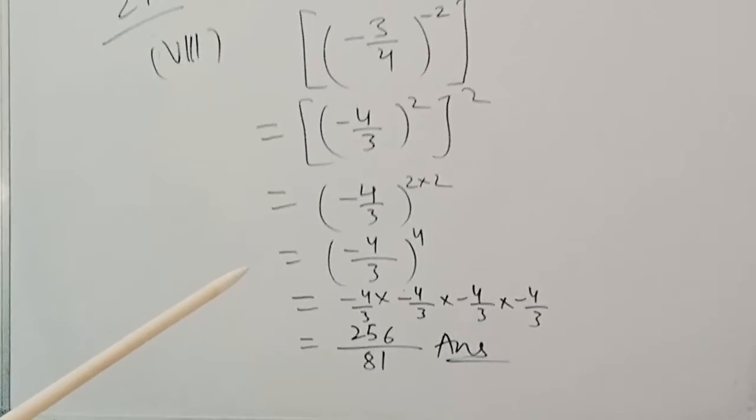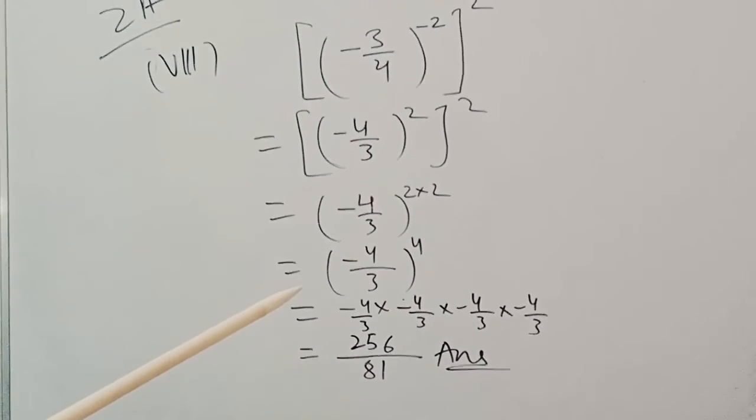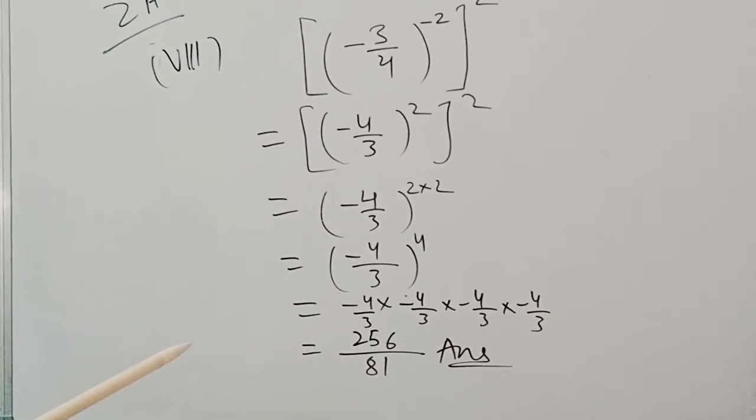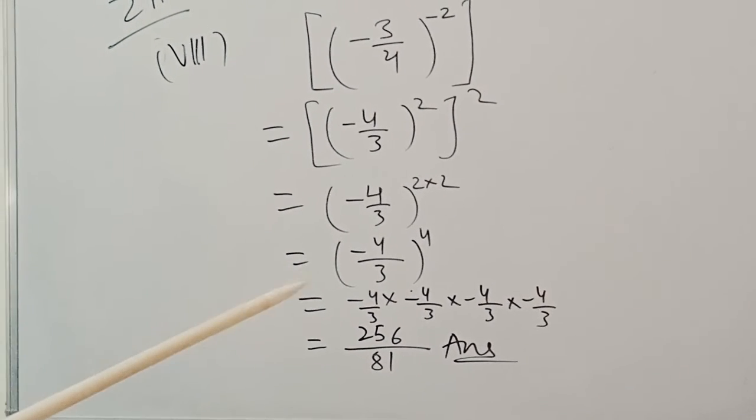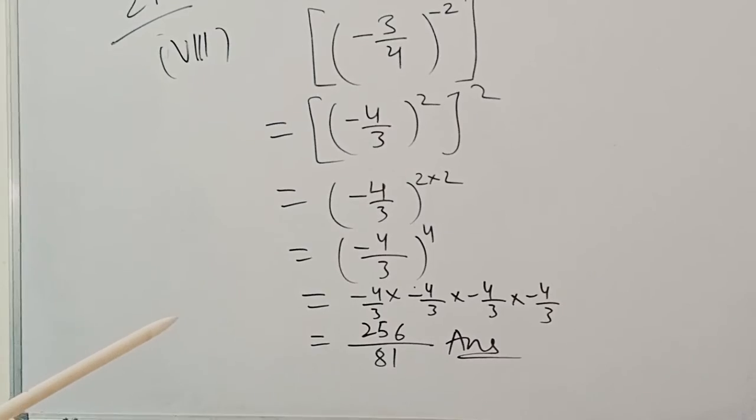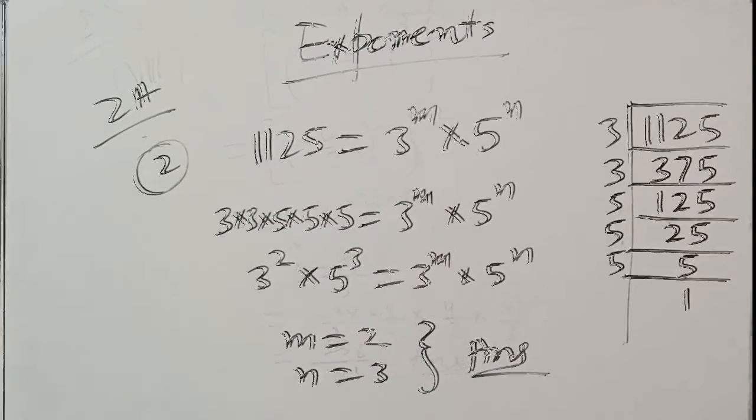So 4 into 4 into 4 into 4 is 256. 3 into 3 is 9, 3 nines are 27, 3 twenty-sevens are 81. So 256 upon 81 will be the positive answer, because a negative number multiplied 4 times gives a positive answer. So the answer is 256 upon 81 of the 8th part.